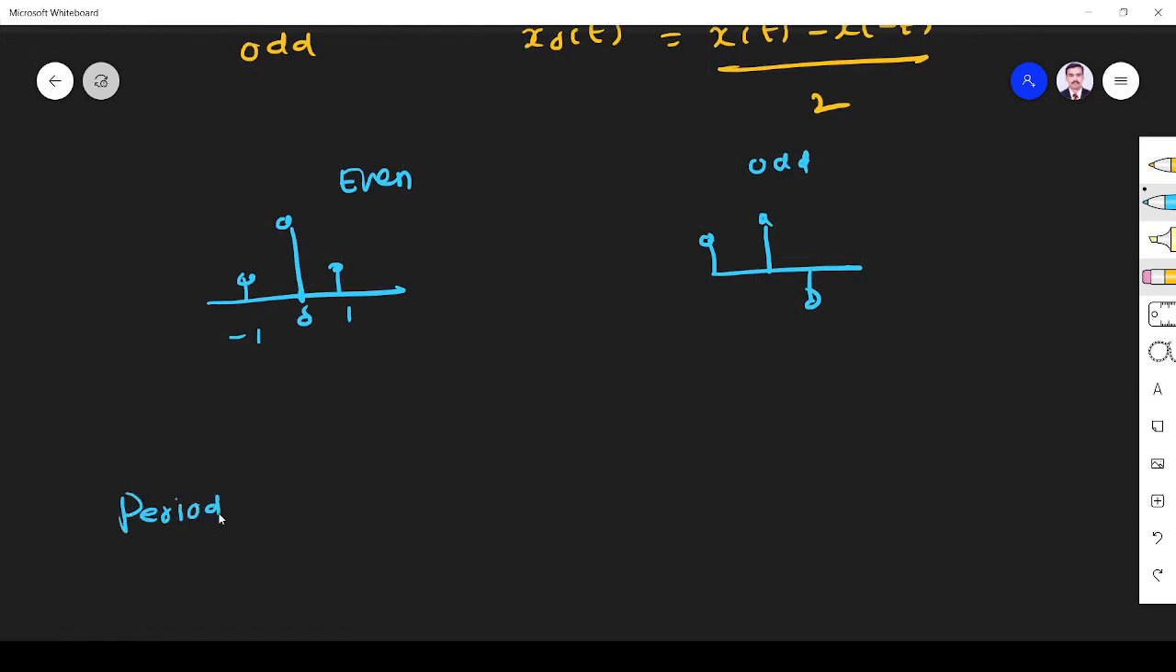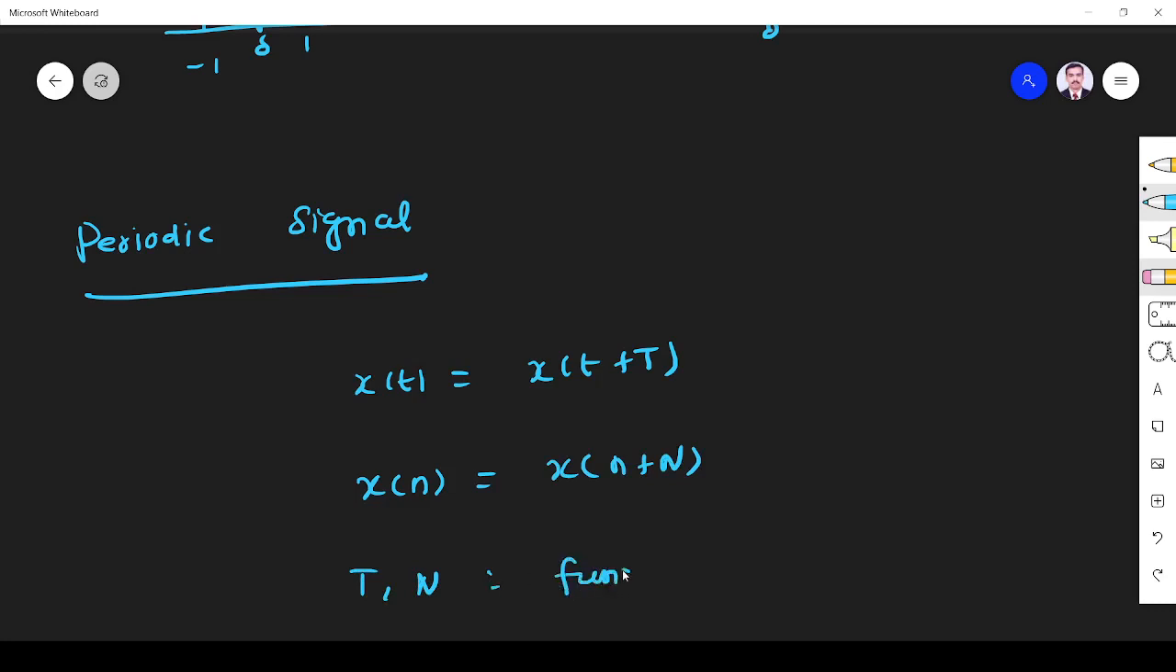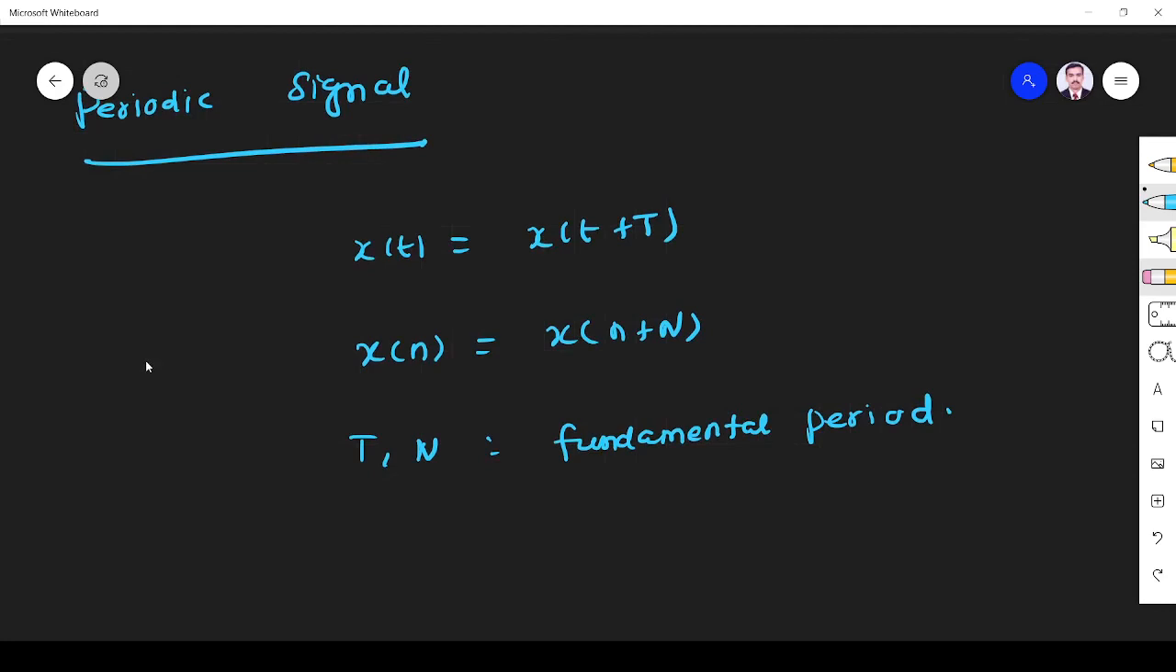Next, periodic signal. A signal is called a periodic signal when x of t satisfies x of t plus T in continuous domain. In discrete domain, x of n is equal to x of n plus N, where T, N are the fundamental period. That means the signal should repeat after every particular time T. So that T is called the fundamental period. Okay. So this is the definition for periodic signal, right?